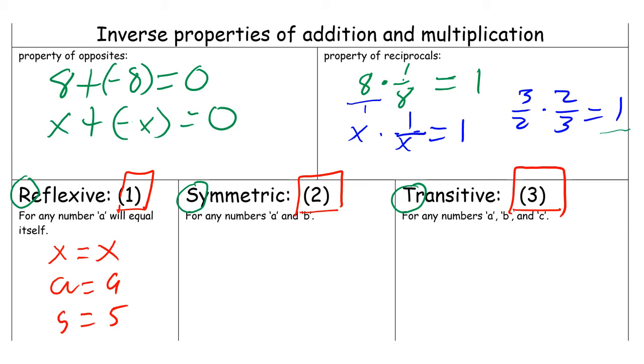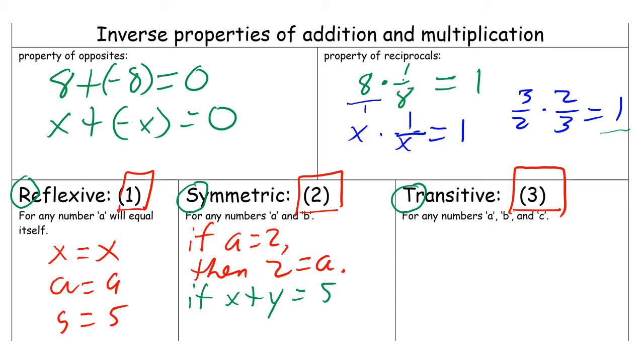Symmetric property has 2 equal signs. If A equals 2, then 2 equals A. We're just trading which side of the equal sign things are on. Let's say we have if x plus y equals 5, then 5 equals x plus y.